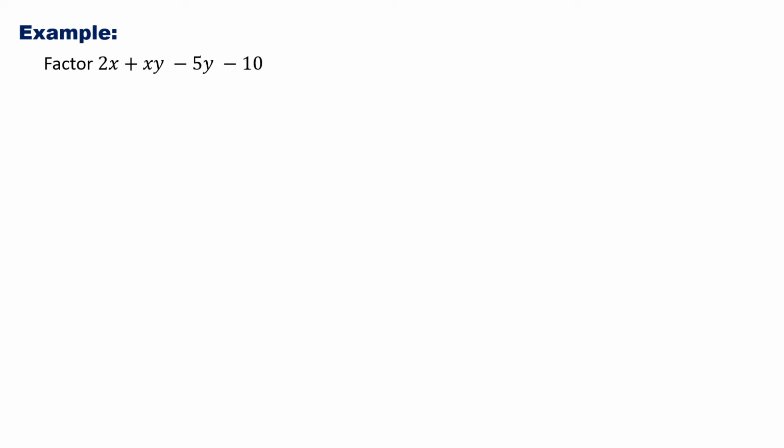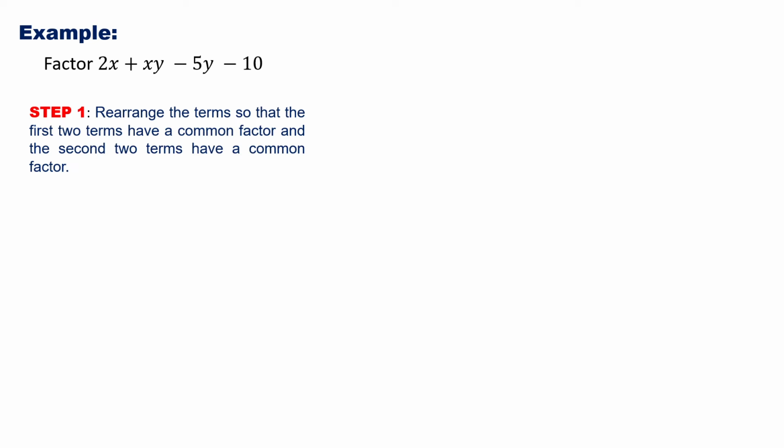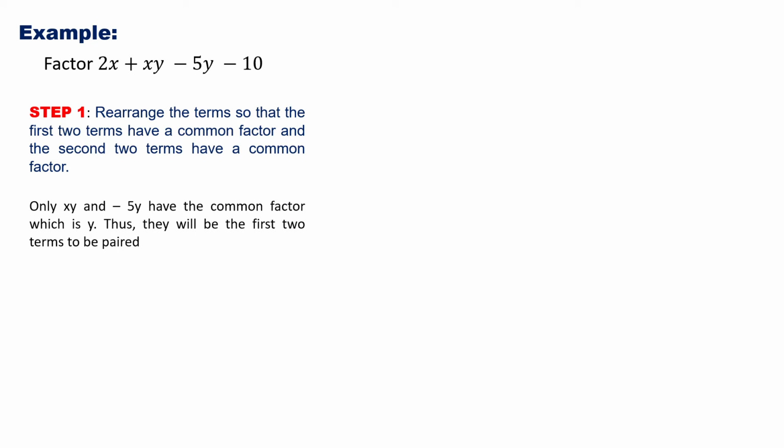Example number 1, factor 2x plus xy minus 5y minus 10. Again, our first step is to rearrange the terms so that the first two terms have a common factor and the second two terms have a common factor. Now, only xy and negative 5y have the common factor, which is y. Thus, they will be the first two terms to be paired.